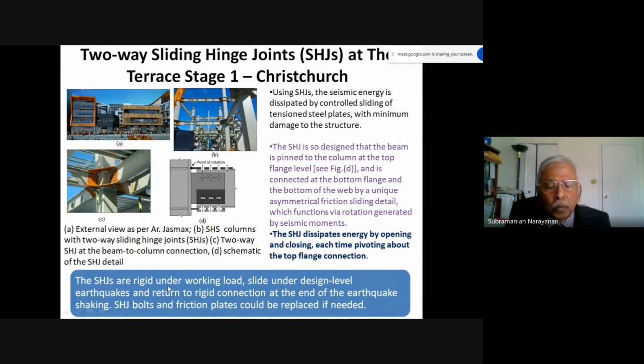These are rigid under working load, slide under design level earthquake, and return to rigid connection at the end of the earthquake shaking. These bolts and friction plates could be replaced as needed because they are only joints here and here. They can be replaced very easily.